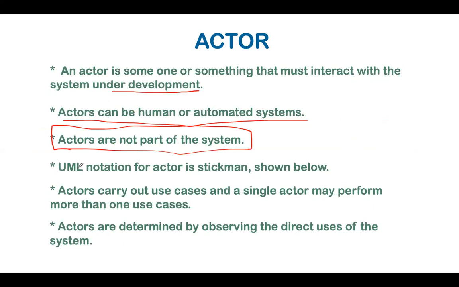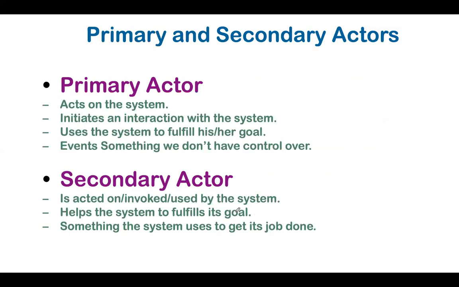So the UML notation for an actor is a stickman, whereby actors carry out use cases and a single actor may perform more than one use case. So actors are determined by observing the direct use cases of the system. We have what we call the primary actors as well as the secondary actors.